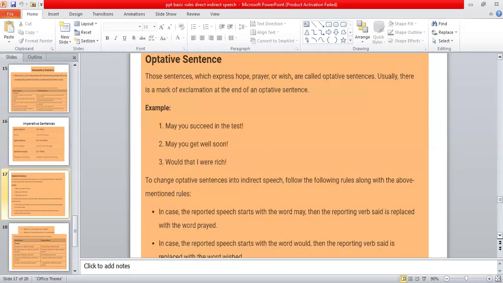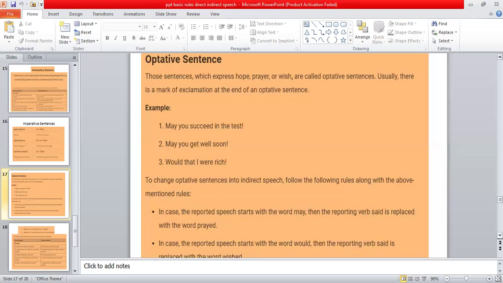Because in the case of imperative sentences, whenever we give a command or we give some advice, such kind of sentences are called imperative sentences. But those sentences which express hope, prayer, or wish are called optative sentences. Usually there is a mark of exclamation at the end of an optative sentence. It means that's how you recognize an optative sentence. You're always going to have a sign of exclamation by the end of these sentences.